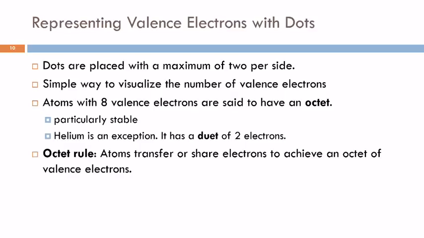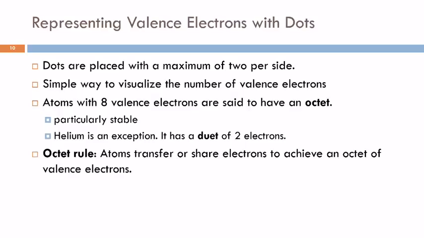Atoms that have 8 valence electrons are particularly stable. And we call 8 valence electrons an octet. Just like in choir, 8 people singing together is an octet. An atom that has 8 valence electrons has an octet of electrons. Helium is the one exception. Well, helium is one exception. It only has a duet, 2 electrons.